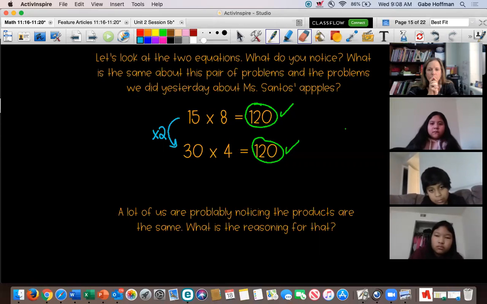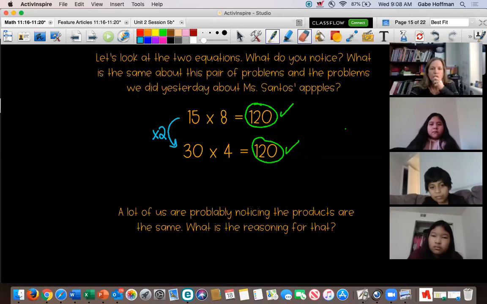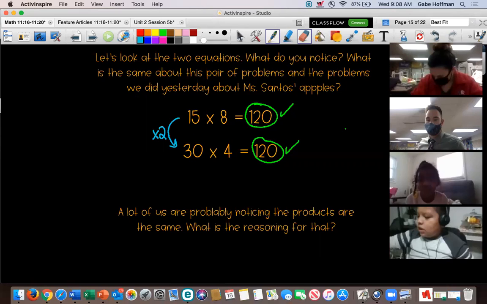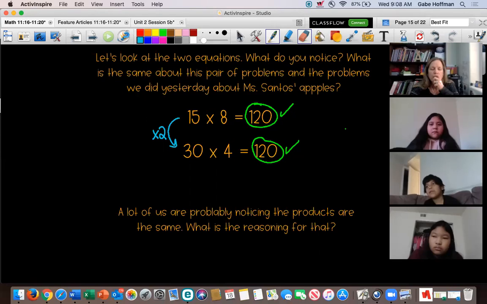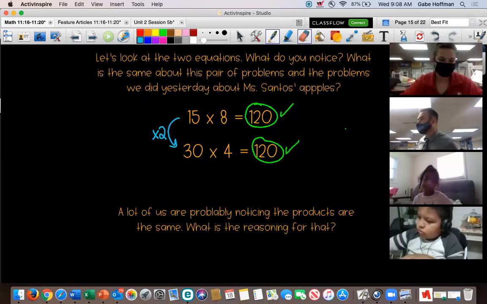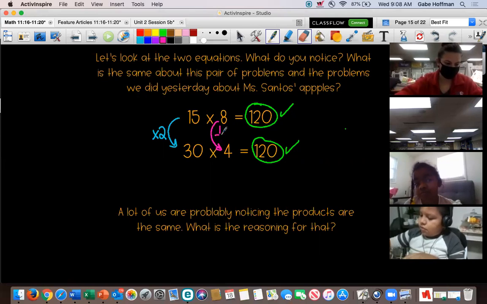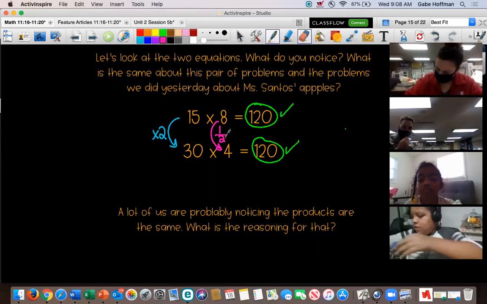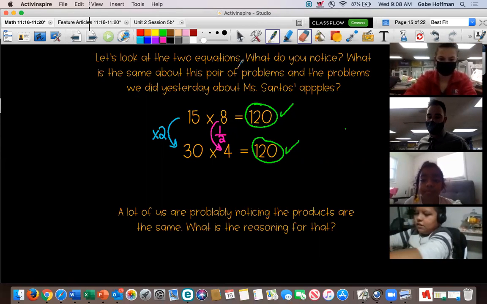Which number there is half of 8? Anybody want to help him out? You can unmute yourself and help him out. Which number is half of 8? 4. 4, right? So this is going into that thing we talked about yesterday, where if you double one factor and you halve the other factor, your product stays the same.